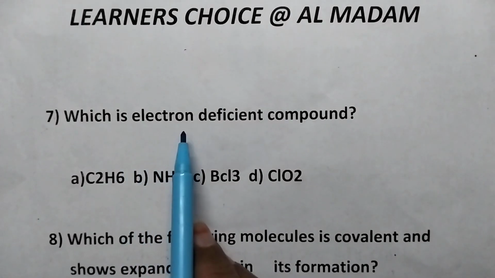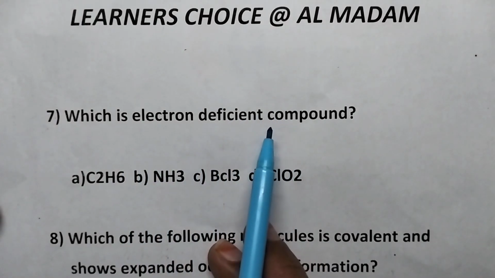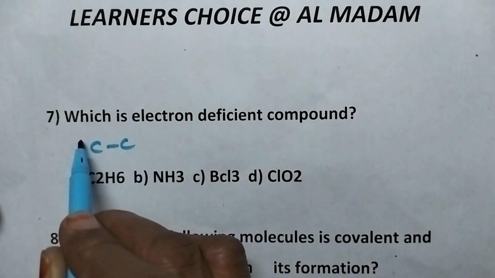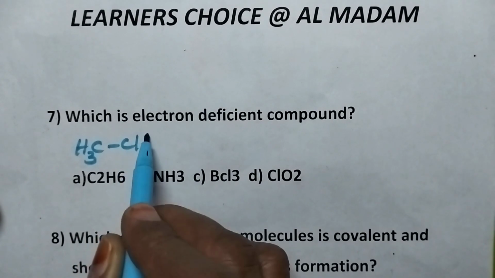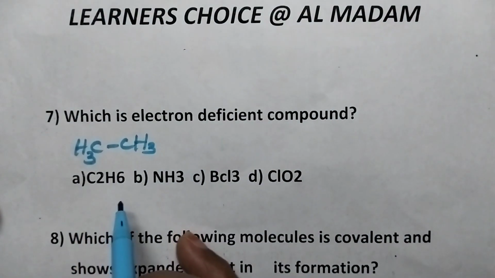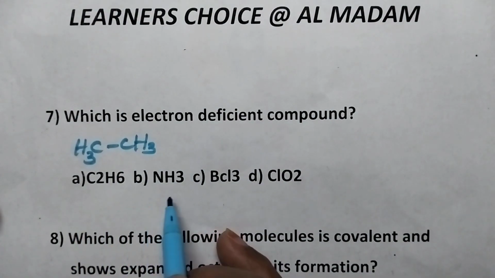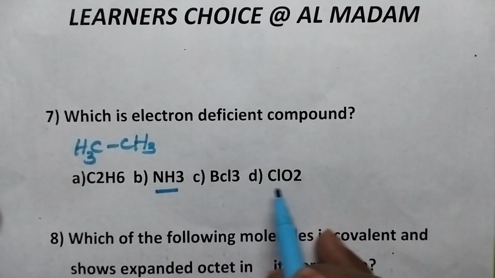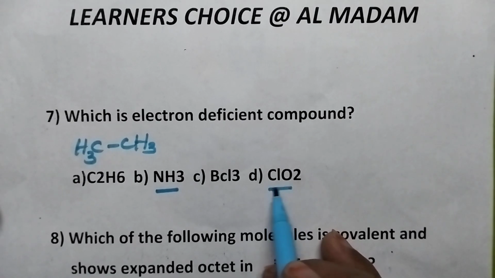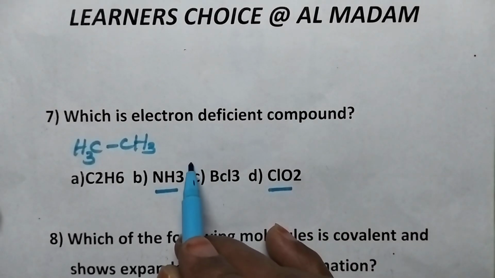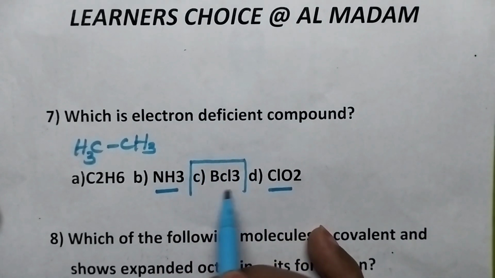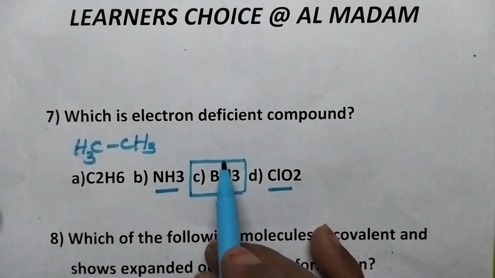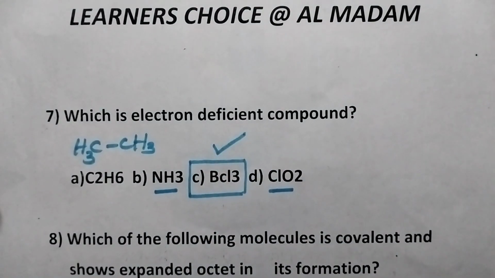Which is an electron deficient compound? C2H6, that is ethane, so the octet is completely satisfied. NH3 also has an octet configuration. ClO2 also has an octet configuration. Coming to option C, boron trifluoride has an incomplete octet configuration, and hence it is the electron deficient compound.